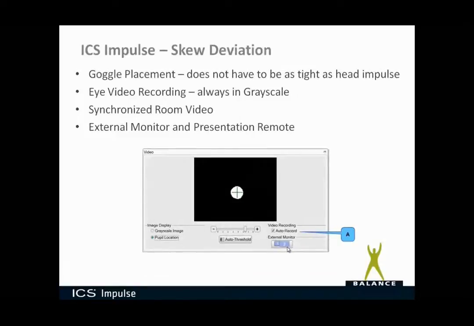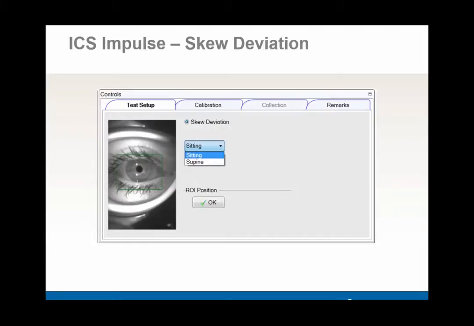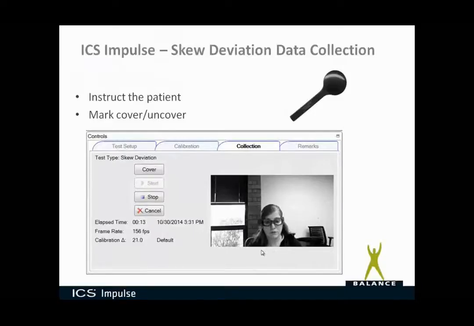And I think the test is much easier by using the presentation remote than by using the cover-uncover on the software. In test setup, when you choose skew deviation, you have two options for the maneuvers. The patient could be sitting or the patient could be supine for your skew deviation assessment. You want to instruct the patient they are going to be staring straight ahead. You are going to cover and uncover the eyes.